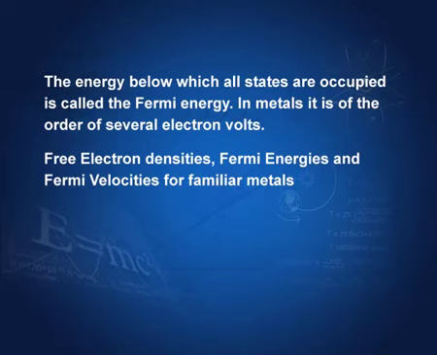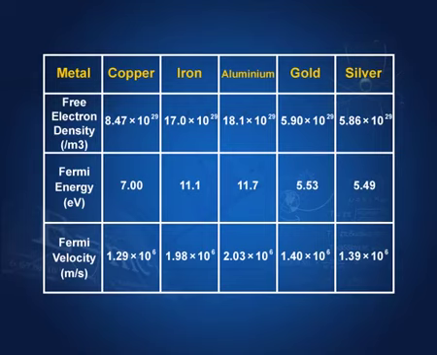In this table, I am giving the free electron density, Fermi energy and Fermi velocity of the electrons for metals like copper, iron, aluminum, gold and silver. The point to note is that Fermi energy is of the order of a few, in fact several eV. In the case of iron it is 11, in the case of copper it is 7 eV and like that. So, the Fermi energy is of the order of, in this case, say 10 eV.